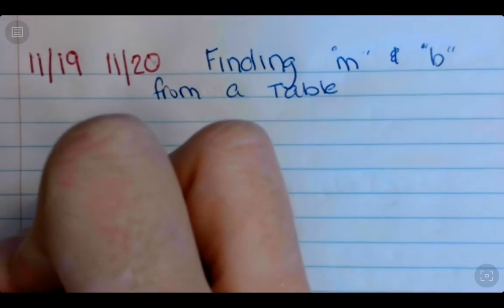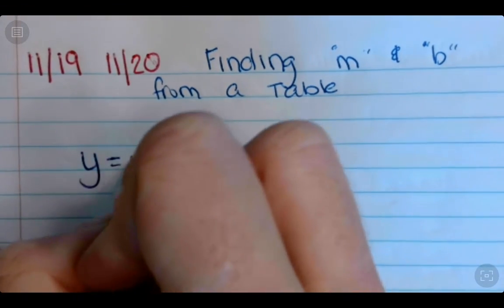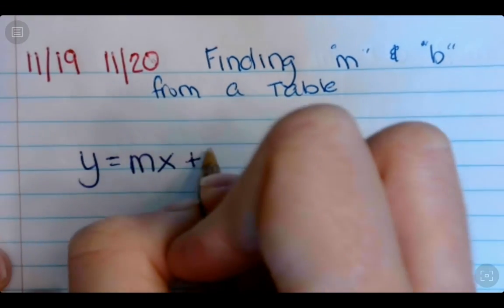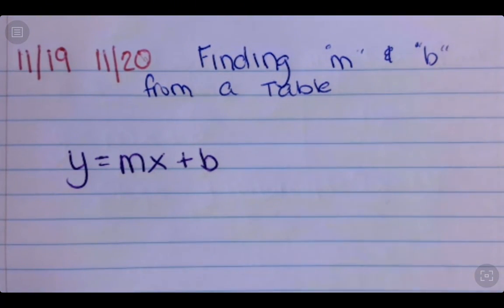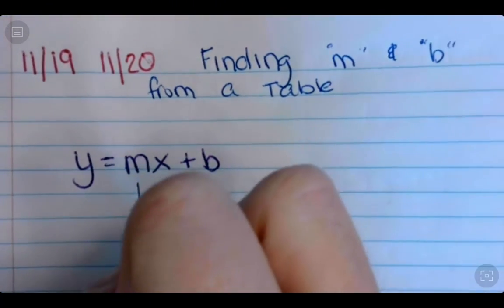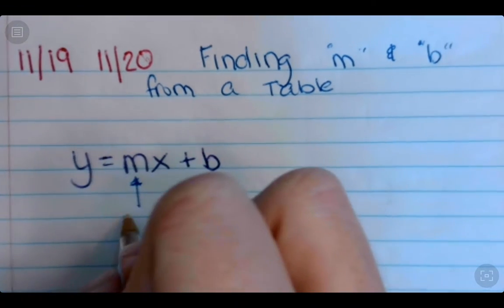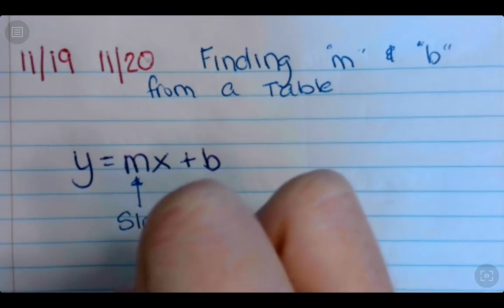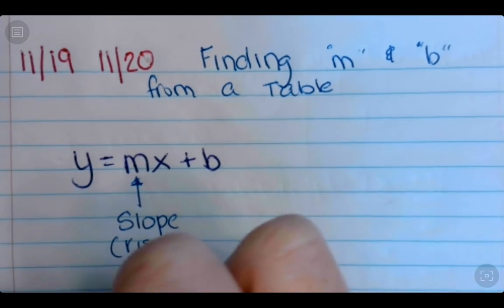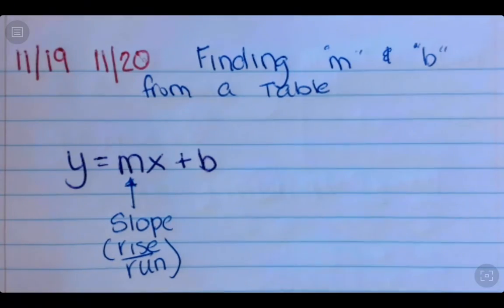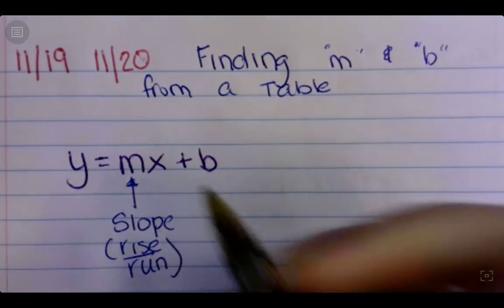Yes, good memory. y equals mx plus b. What did the M stand for? It is our slope. And our slope is rise over run. What did our B stand for?